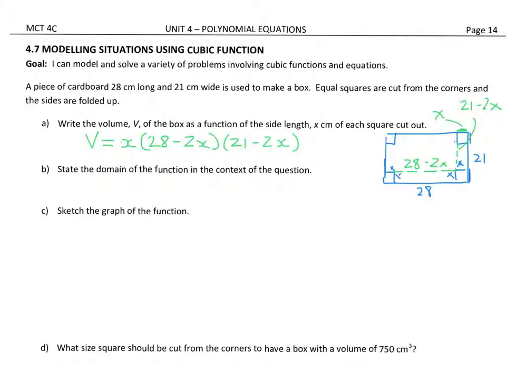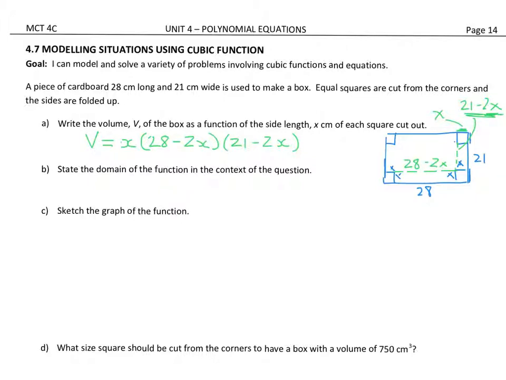All right, state the domain of the function in the context of the question. Well, x represents the height. The height has to be bigger than 0, or you just have a two-dimensional object and not three dimensions, which means it doesn't have volume. I also know that if I'm taking 2 x's off of 21, I can't make that dimension any smaller than 0. It has to stay greater than 0.